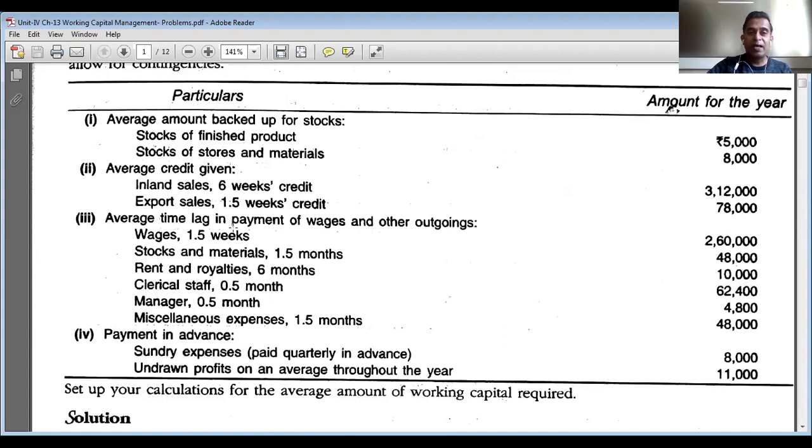Then average time lag in payment of wages. Average time lag in payment of wages and other outgoings. So wages, the time lag in payment of wages is 1.5 weeks. The amount is 2,60,000.